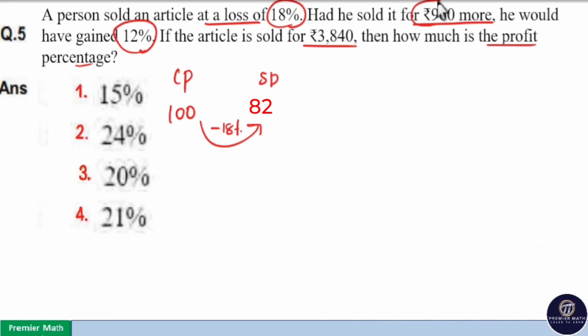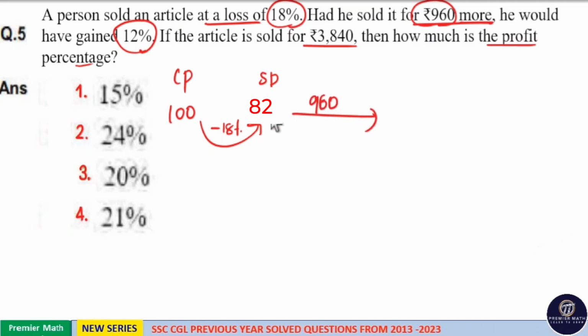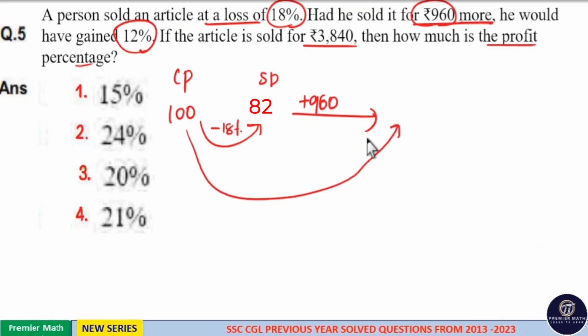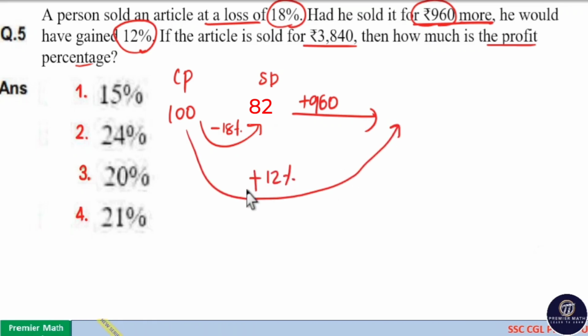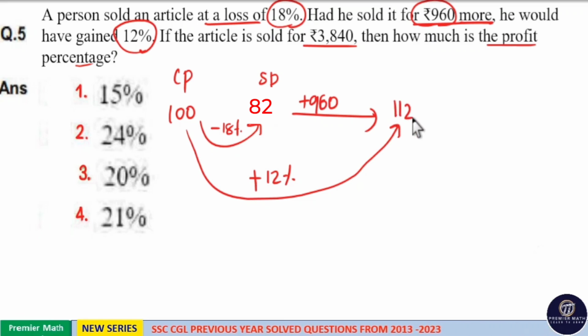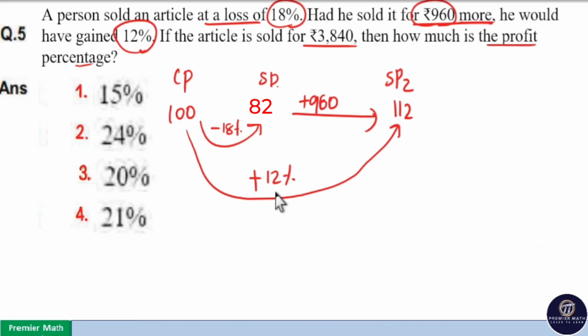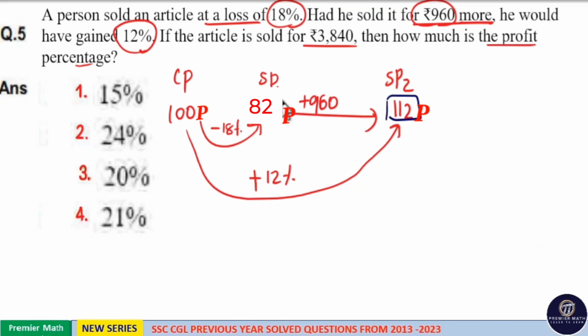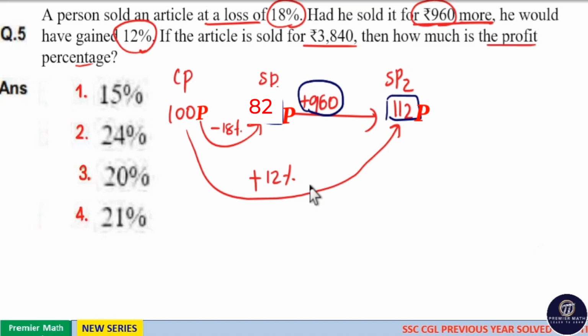Now, had he sold it for 960 rupees more than the sell price, then he would have gained 12%. 12% gain means 100 plus 12, 112 is the second sell price. This is first sell price. Now you can see here difference between 112 and 72 is 960 rupees.